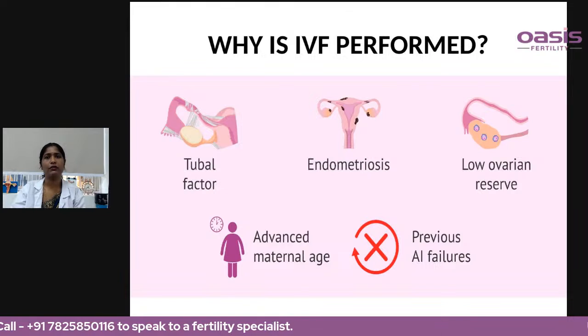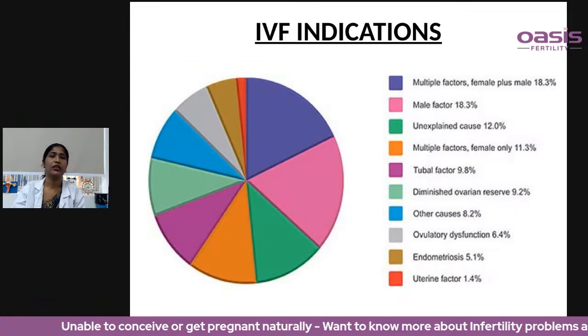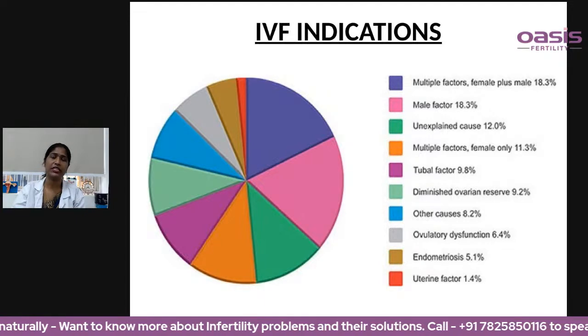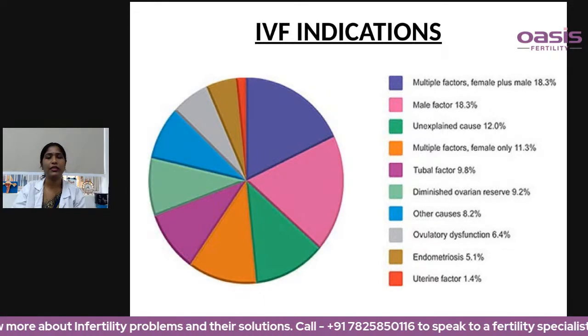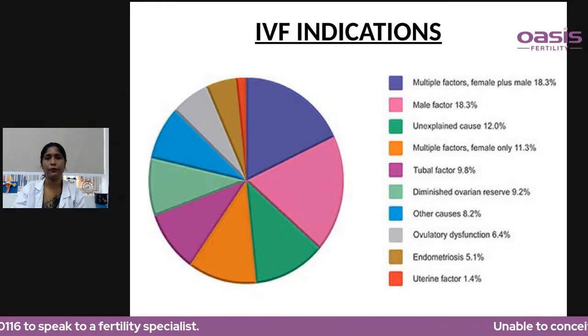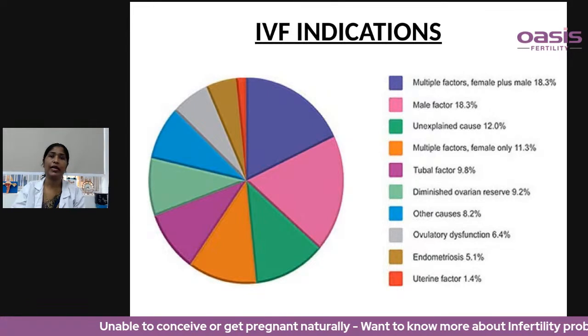Then there are those couples who have undergone multiple failed IUI or artificial insemination cycles. After a number of IUI failures, the best treatment is to go for an IVF. Apart from this, in this particular slide, I have listed all the indications for an IVF. The most common is when there are multiple factors, that is, both male and female have some factors together, which leads to IVF. The second important factor is a male factor alone, that is, a low sperm count or a very low sperm count where IUI will not help. Then we go for an IVF.